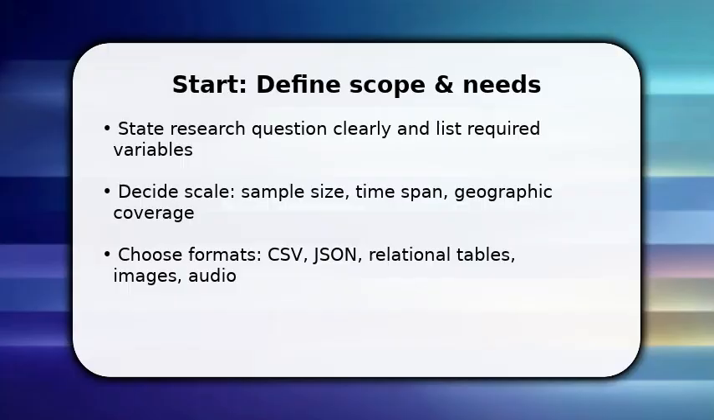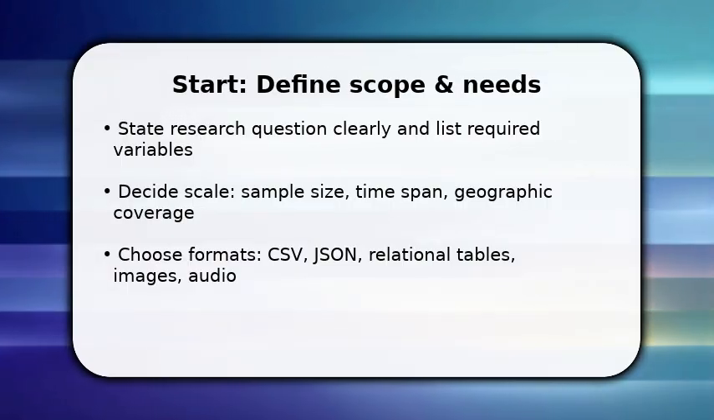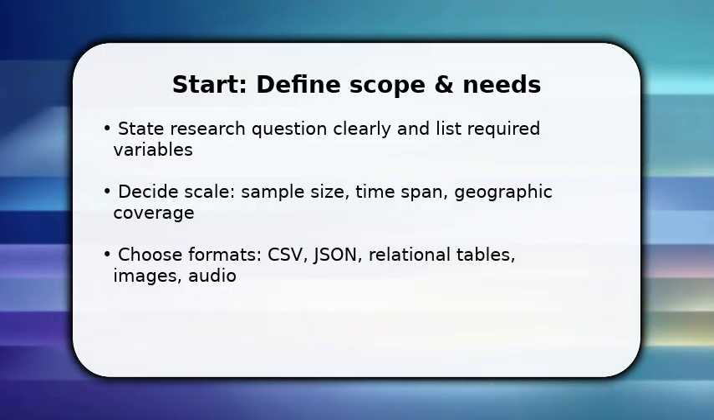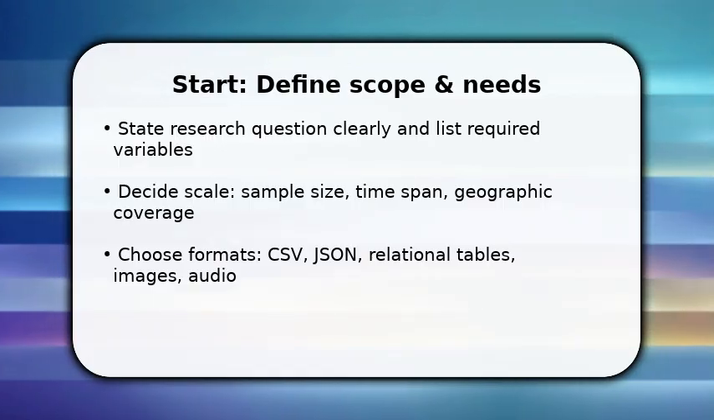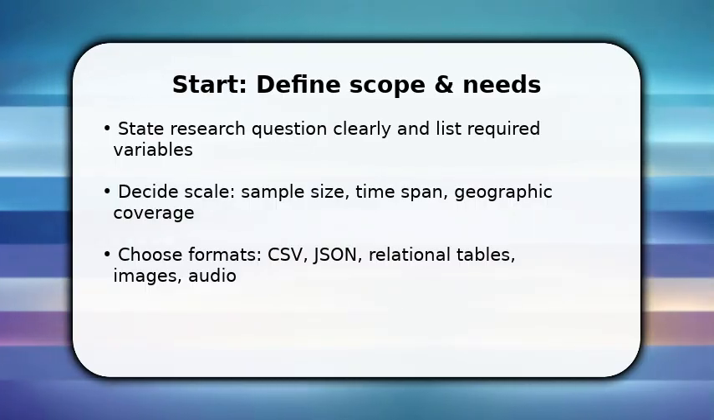Enjoy the video. You begin by defining the research question and the exact variables you need. This forces clarity about what counts as a valid dataset. Once done, estimate sample size and time span so you can filter sources by scale. Make sure to pick data formats that match your tools: CSV for tables, JSON for nested records, image folders for CV. Starting with these concrete specs saves time and prevents collecting irrelevant data later.